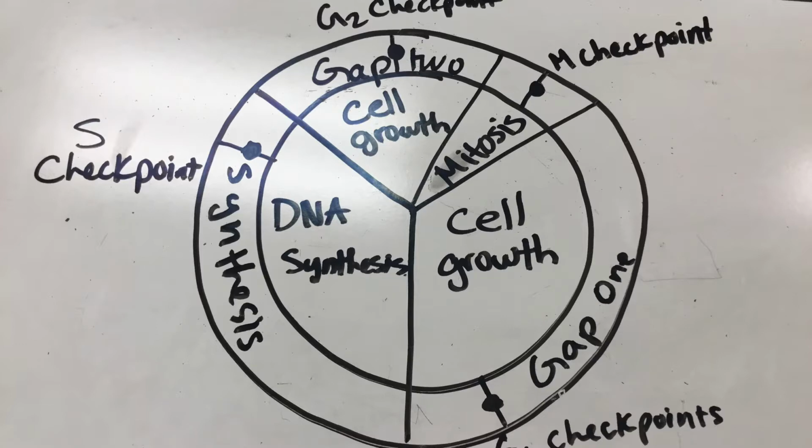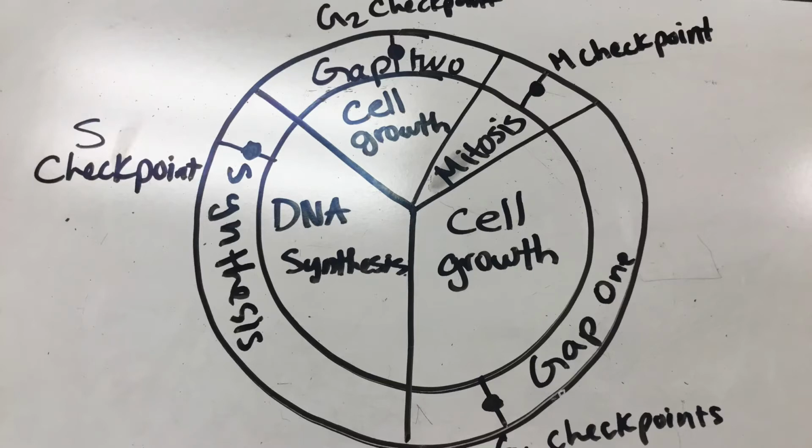After G2, the cell goes into mitosis, or M phase. In this step, the cell stops growing and divides into 2 daughter cells, making sure each has the same number of chromosomes. If mitosis happens correctly, then each chromatid should be attached to a meiotic spindle. The M-stage checkpoint happens at anaphase.